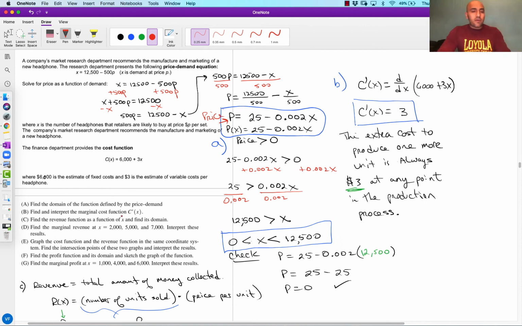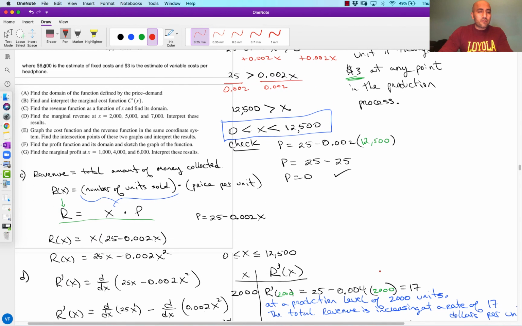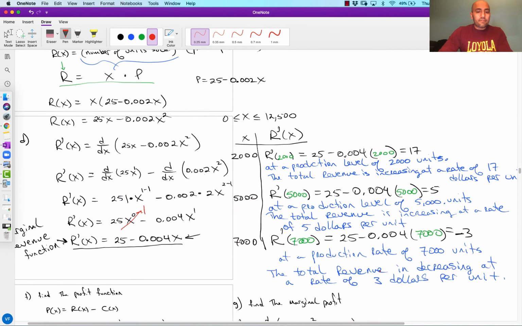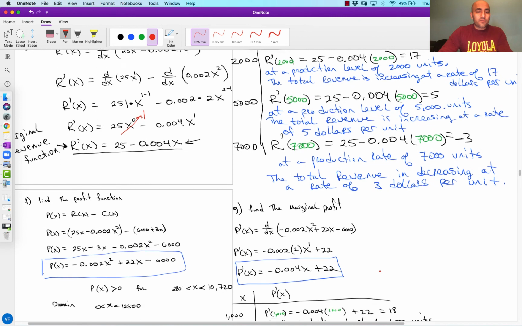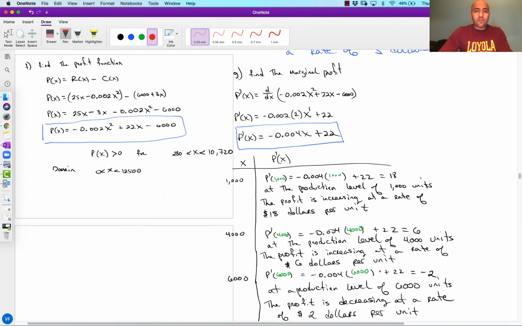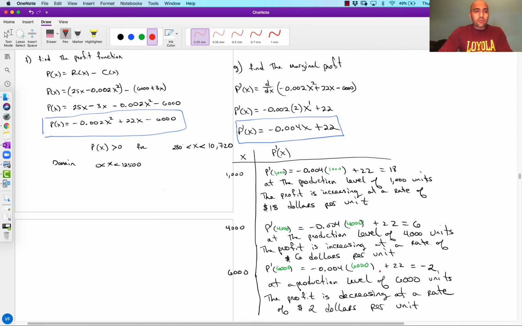Okay, so we solved all of these questions here. So here's our answer to part A, part B. Part C said find the revenue function. Right, so here's part C, part D. Here's F and G, and there were some cool graphs along the way as well. So a very long problem.